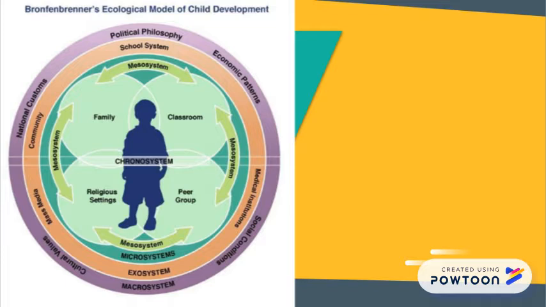The third layer of influence is the exosystem. This includes community, local, or nationwide events. It's important to note that the student may not interact directly with these systems, yet they still affect their development.